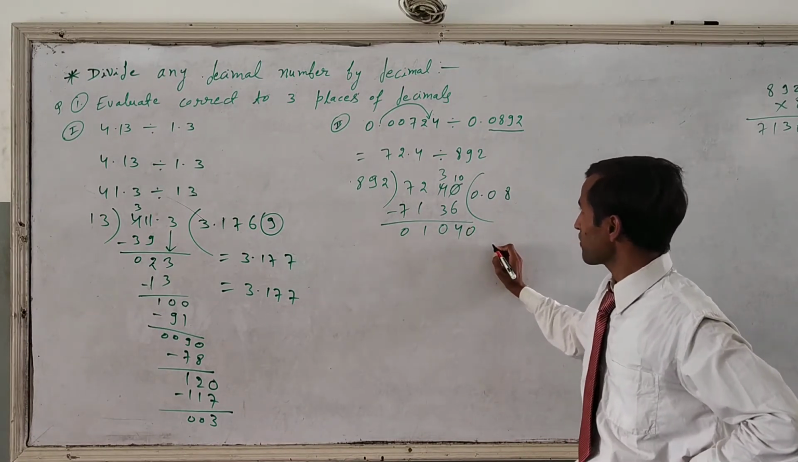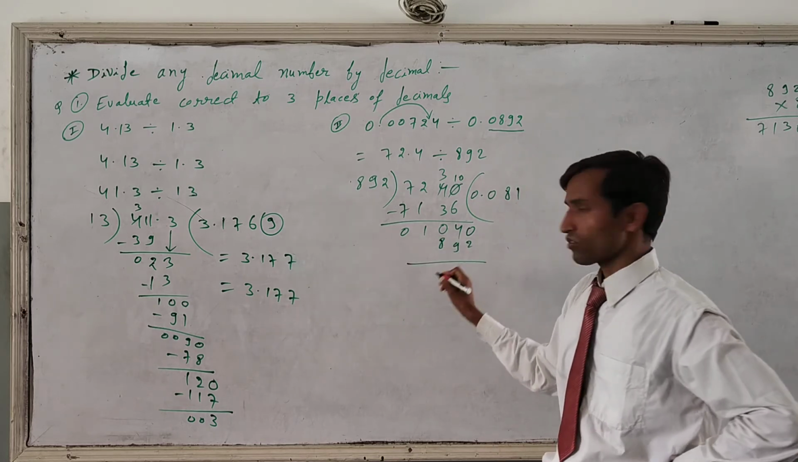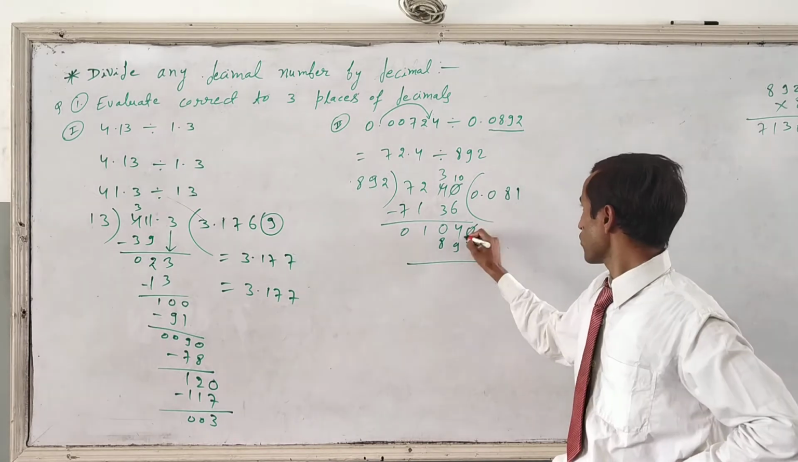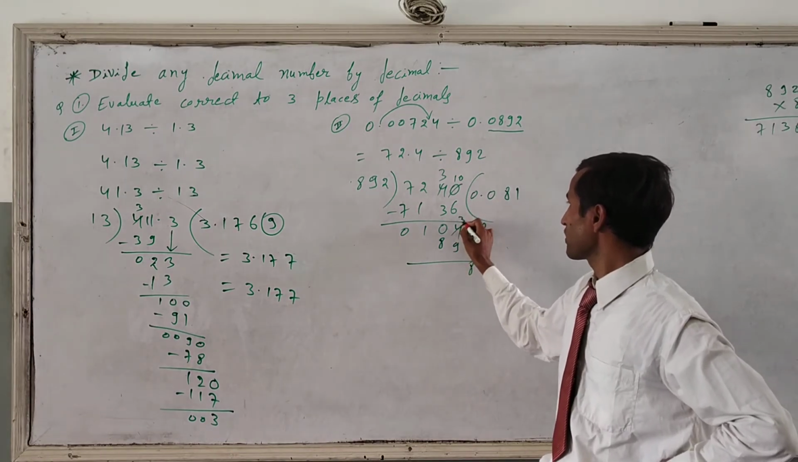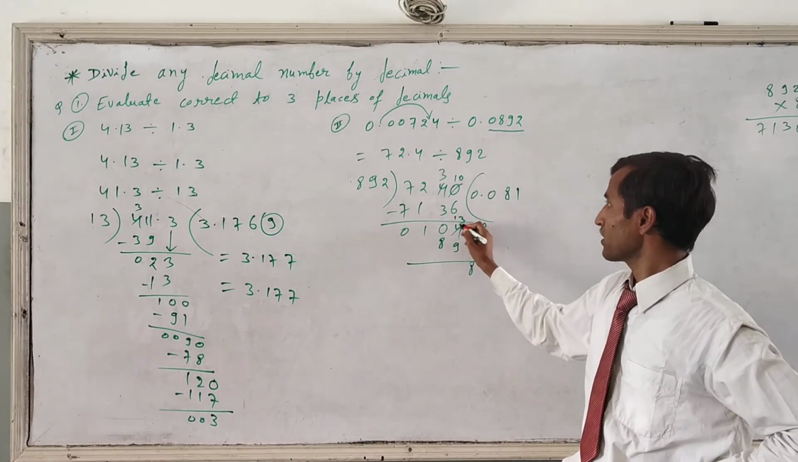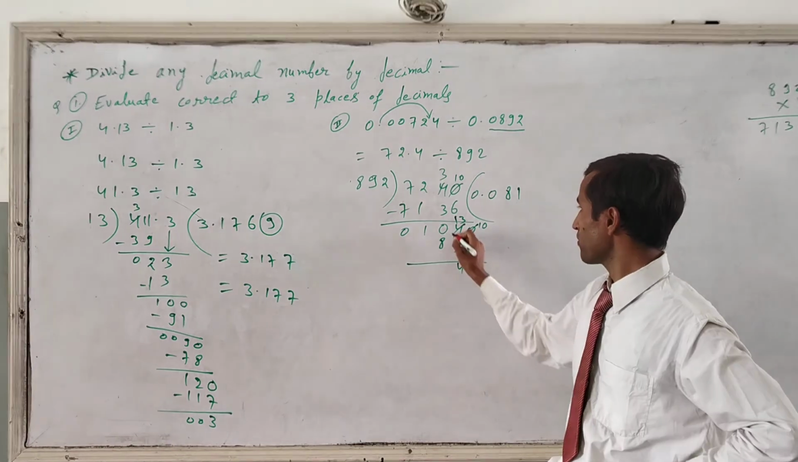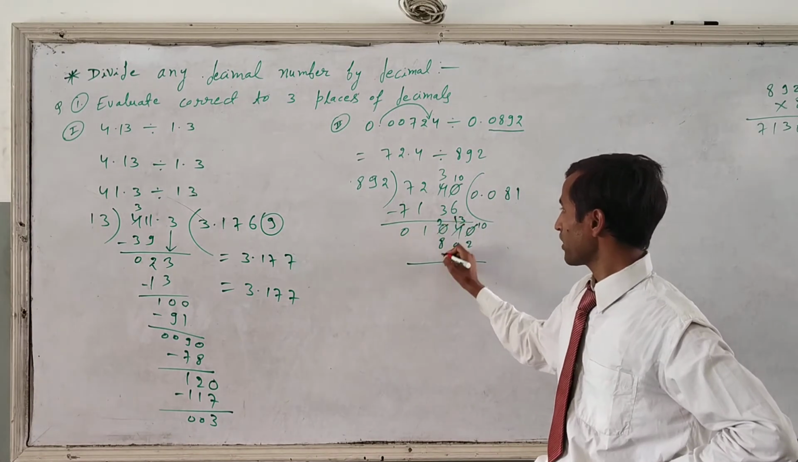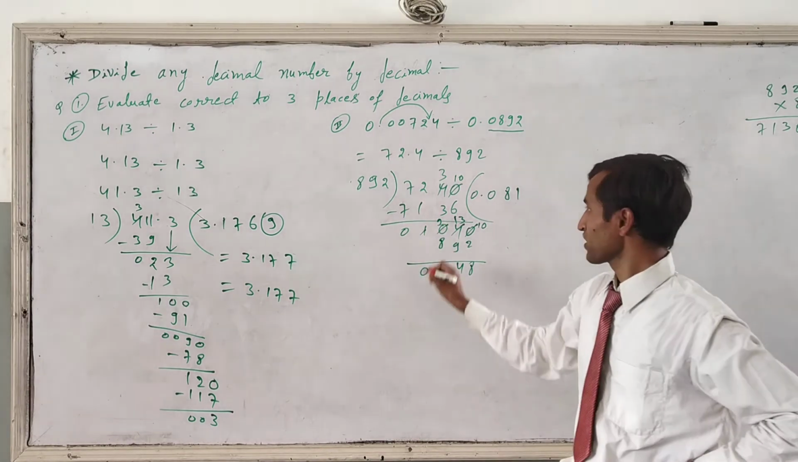We can put it ourselves. So 1 times 892, again 1 times. So we have to take a borrow. You will get 10. 10 minus 2, 8, and this one is 13. 3, and then again we have to take a borrow from here. Then 13 minus 9, 4 will come, and this one is 9. 9 minus 8, 1, and this one is 0. So just write down here 0.